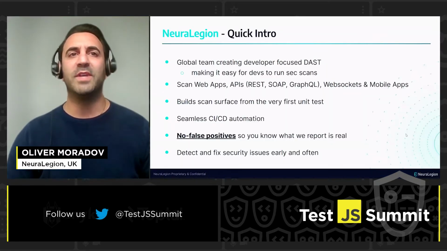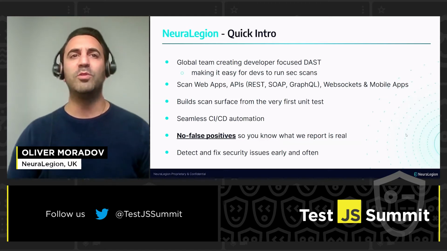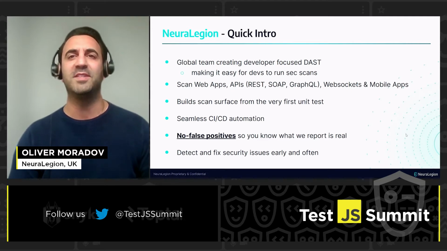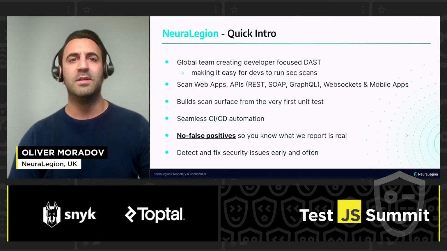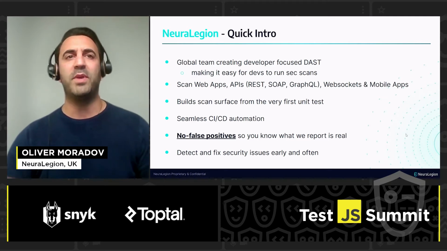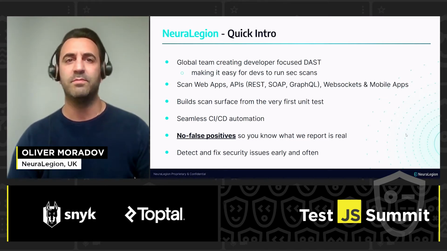Now, a quick intro into NeuraLegion. We're a global team of security experts and researchers, creating the best dynamic application security testing scanner, built to be loved by developers, to test your apps, your APIs, but more importantly, to also be trusted by your security.